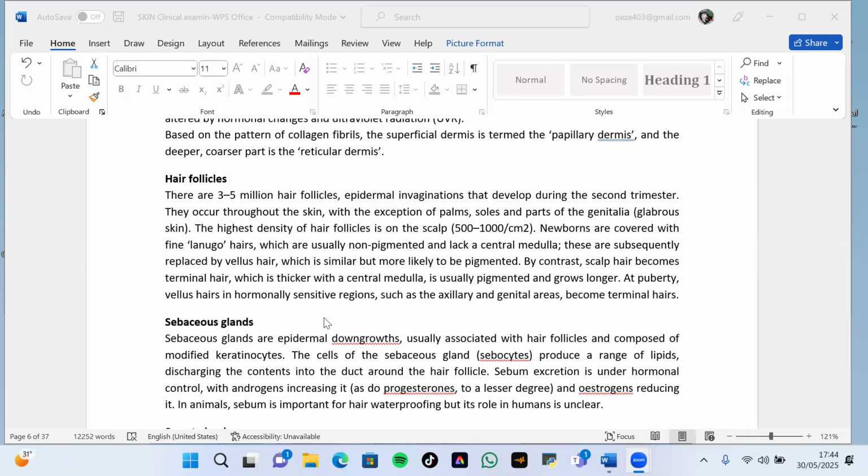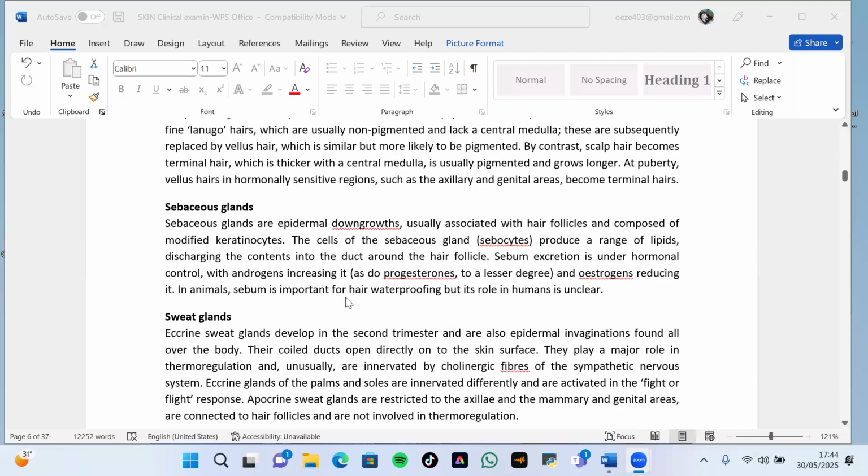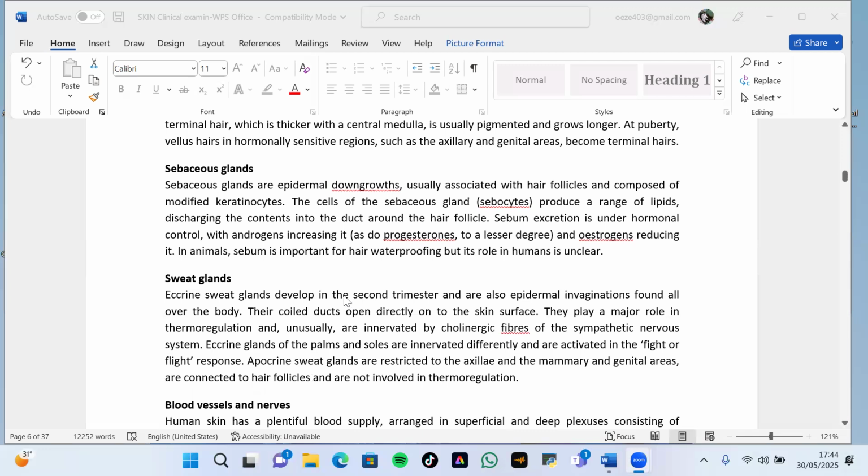When newborns are born, the hairs found on the newborn are known as lanugo hairs. Then when they begin to grow, this lanugo hair is replaced by vellus hair. Then as one progresses to adolescence, certain types of hairs are found at the axillary and genital region of the body. Another structure found in the skin is the sebaceous gland.